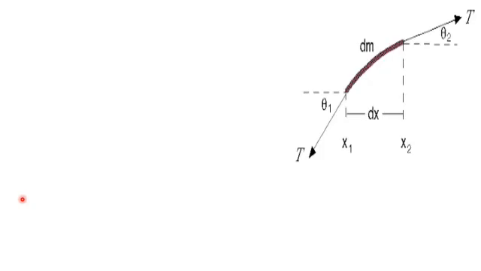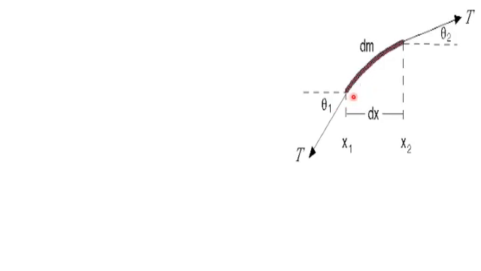Well, this picture shows a section of string of length dx. Because of a slight curvature in this length element, there is a net force acting along the y-axis. The tension at the upper end of the string is making angle theta 2 with the x-axis, while at the lower end of the string the angle subtended by tension T with the x-axis is theta 1.